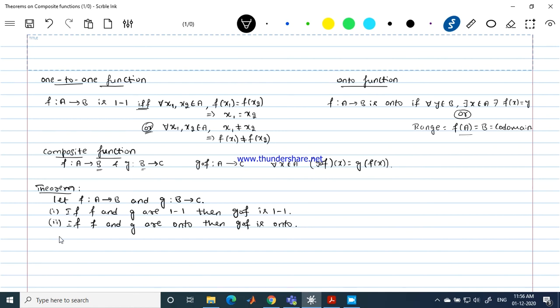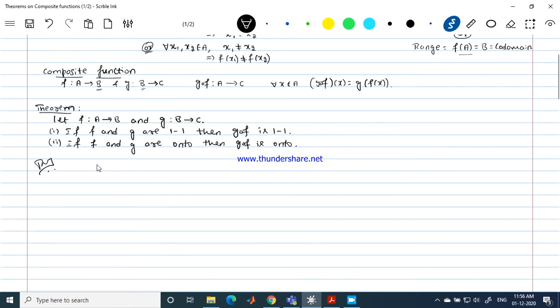Okay. Now let me prove this result by using these three prerequisites. For the first result, what is given? Given f from A to B and g from B to C are 1 to 1. To prove that f composition g, a function from A to C, is 1 to 1.